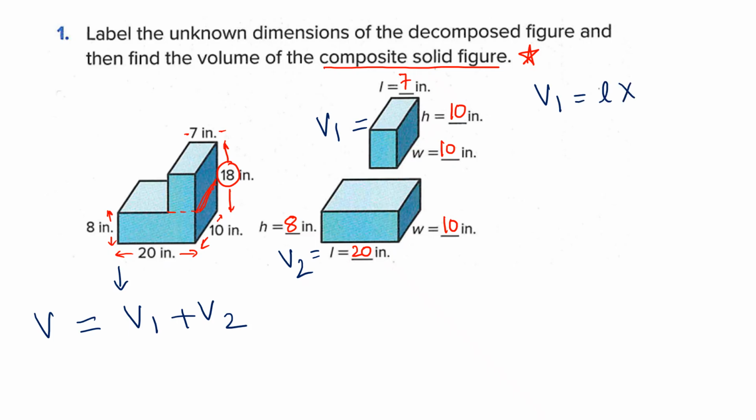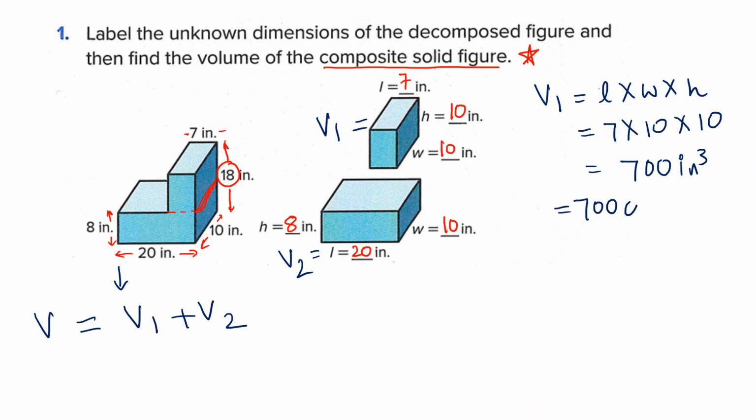So let's use the formula: length multiplied by width multiplied by height. This is the formula. So 7 multiplied with 10 multiplied with 10. So this will be 700. What is the unit? Inches multiplied with inches multiplied with inches. So inches cube. Or you can also write 700 cubic inches. This is also correct.